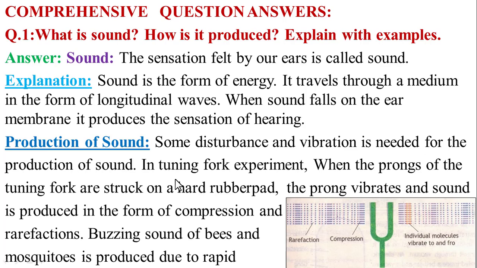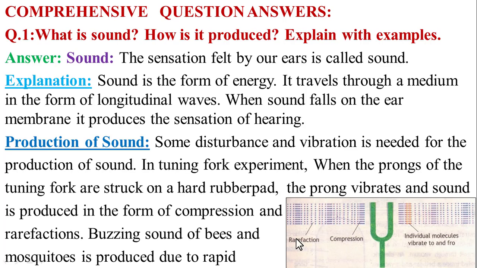In the tuning fork experiment, we can know that when we strike a tuning fork on a rubber pad, it will vibrate and produce sound. This is shown in a diagram. Here we can see that the tuning fork produces two parts of the wave: compression and rarefaction.